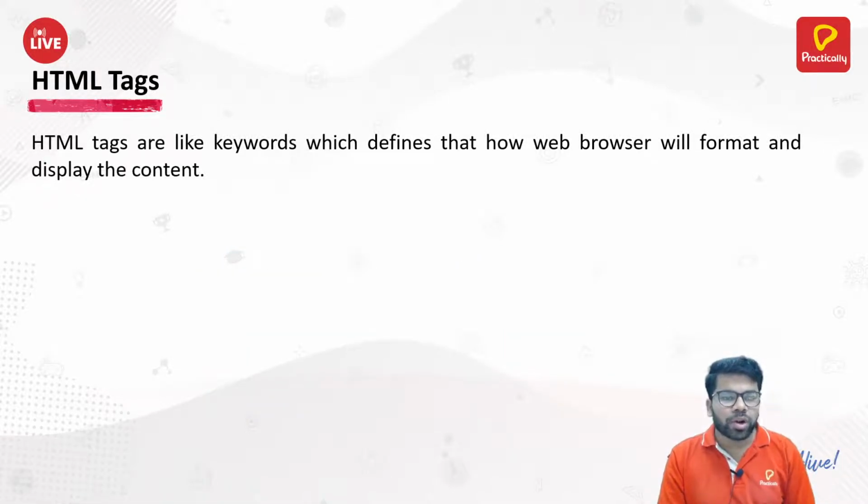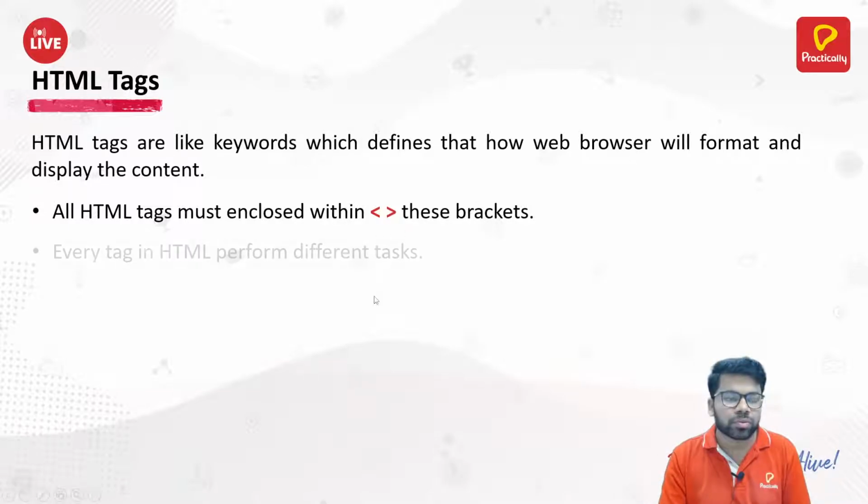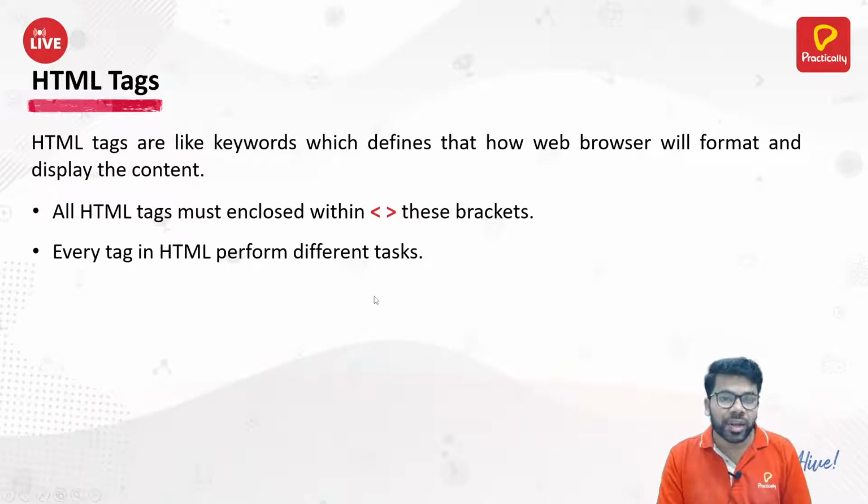So now, what are the different HTML tags? First, how do we write the different HTML tags? Each and every tag will be written inside these angle brackets, these red brackets. Every tag performs a different task. The work of each and every tag is different from each other.